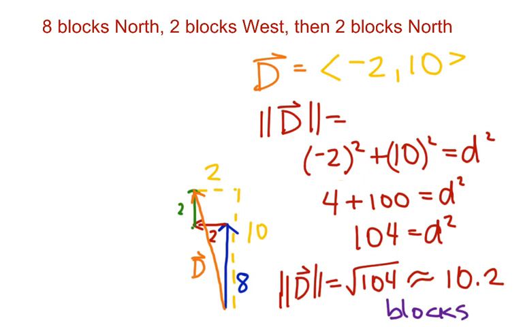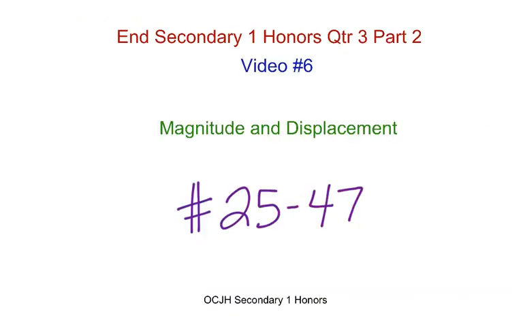Now her actual distance that she walked was 8 plus 2 plus 2. So that'd be 12 blocks. She actually walked 12, but if she could have gone a straight line, she would have only had to walk about 10.2 blocks. Okay, that is the end of this video.